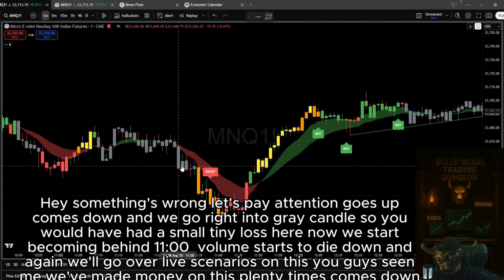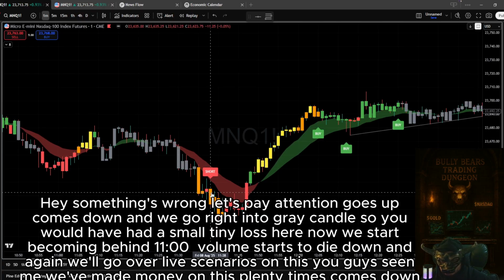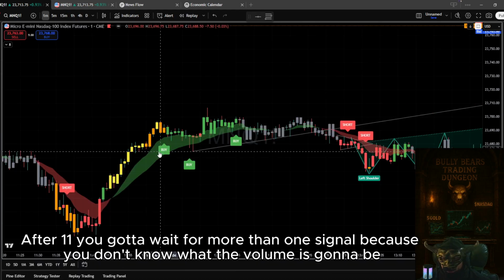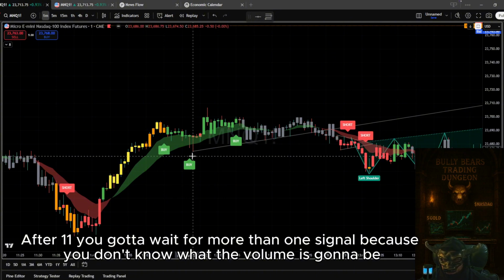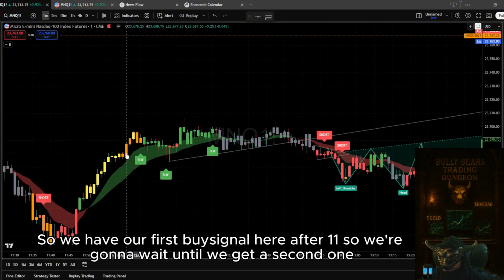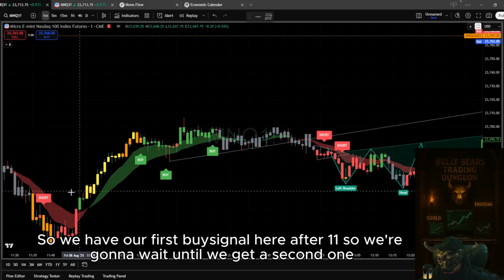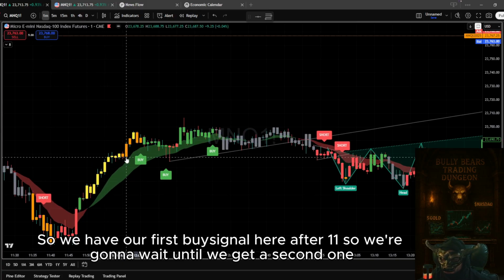Comes down. Now, first candle with a short after 11:30. We don't take this. After 11, you got to wait for more than one signal because you don't know what the volume is going to be. So we have our first buy signal here after 11. So we're going to wait until we get a second one.